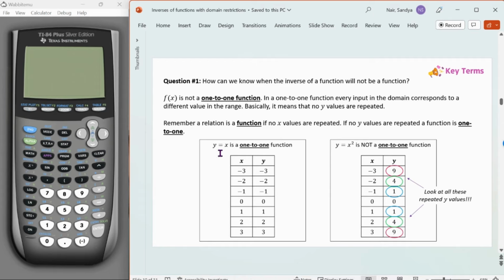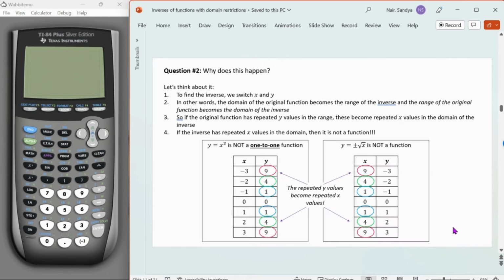Okay, so you can see here we have y equals x and y equals x squared. Okay, and I have the tables for both of these functions. So they're both functions, right? Because we don't have any repeated x values. However, y equals x is a one-to-one function because if you look at the y values, they're all different. Y equals x squared is not one-to-one because look at all these repeated y values, right? Like the 9 is repeated, the 4 is repeated, 1 is repeated. And if we keep looking at this table, you'll see that there's a lot of repeated y values. So y equals x squared is not a one-to-one function. So that's why when we find the inverse, we notice that the inverse is not a function. Because think about it, when we're finding the inverse, we're switching x and y, right?